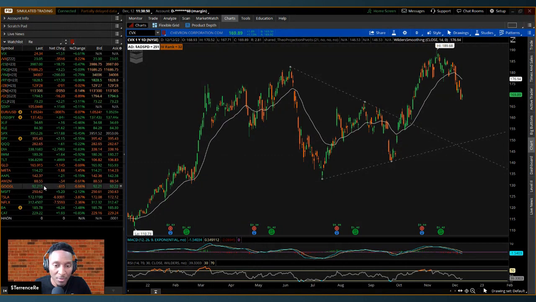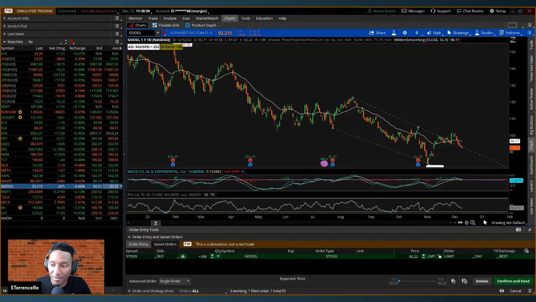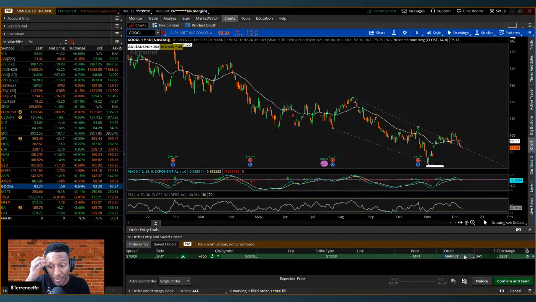Let's buy Google. I'm going to come over here, and where it says bid and ask, I'm just going to click the ask, and then I'm going to buy 100 shares of Google. We're going to have some fun today. We're just buying whatever, just buying 100 shares of Google. All I did was change it from limit order to market order because I just want to get filled.